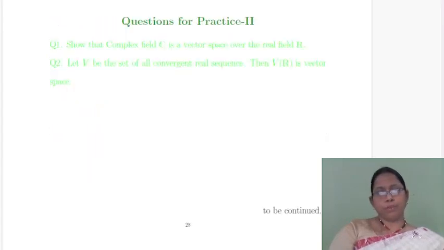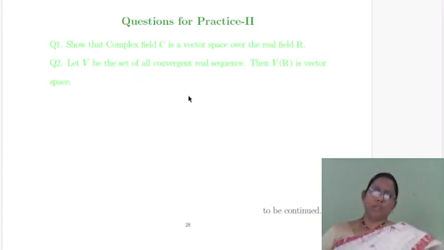These are the questions for your practice. You can solve these questions. First, show that the complex field is a vector space over the real field R. Next, if V is the set of all convergent real sequences, then V over R is a vector space. You also solve these two questions. In case of any problem or difficulty, you can ask me. I am here to help you.